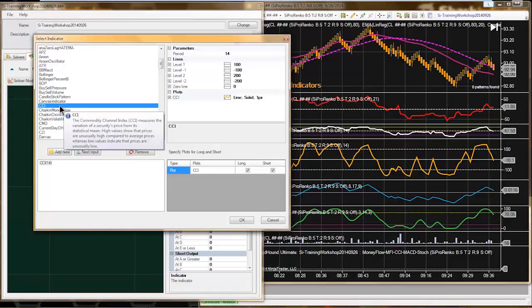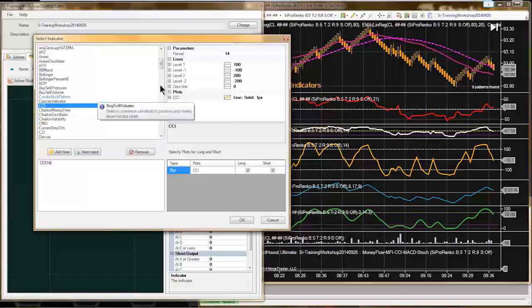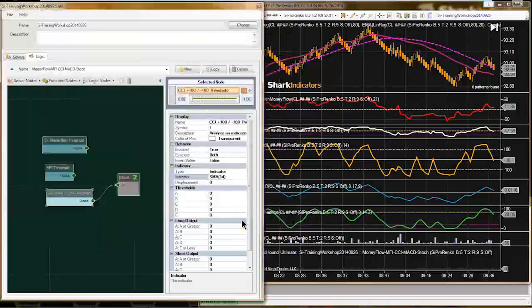Alright, there's our CCI. And I guess we're just using the default period here of 14. Now let's set our threshold levels. So we'll set A to 100, and we're going to set E to negative 100. Right, and we need zeros in the middle. Just as a reminder, your threshold levels have to be in descending order. That's why negative numbers always have to go in E or D to be in descending order.